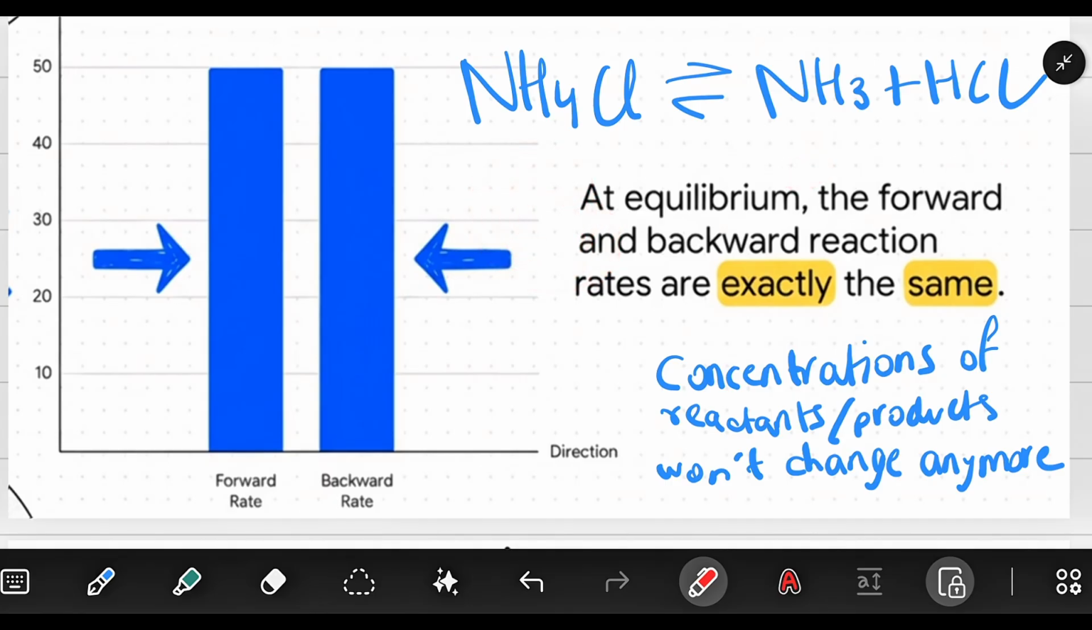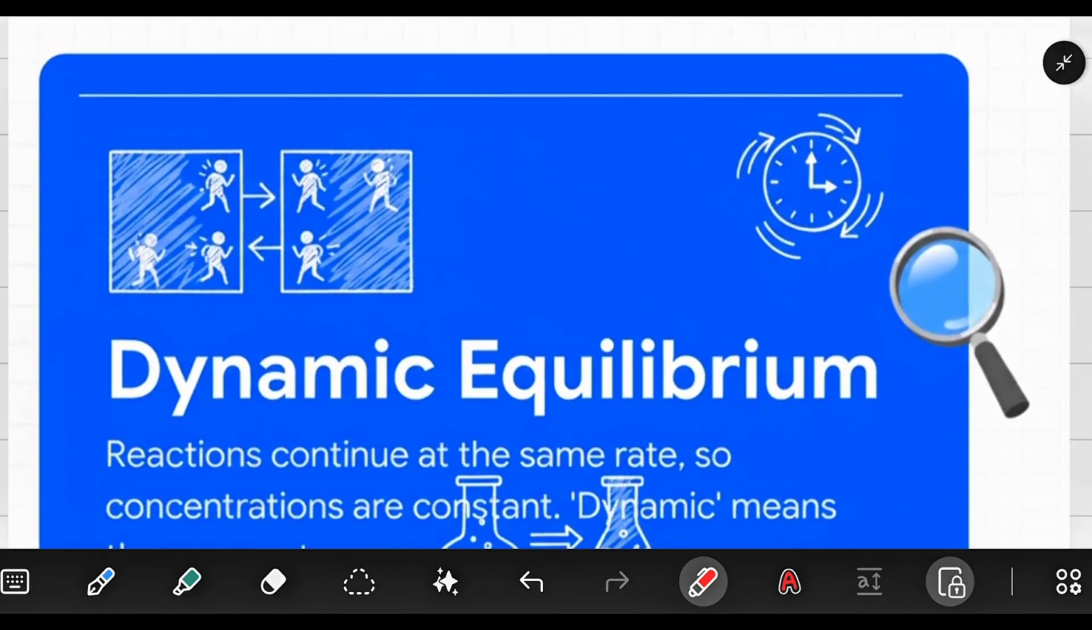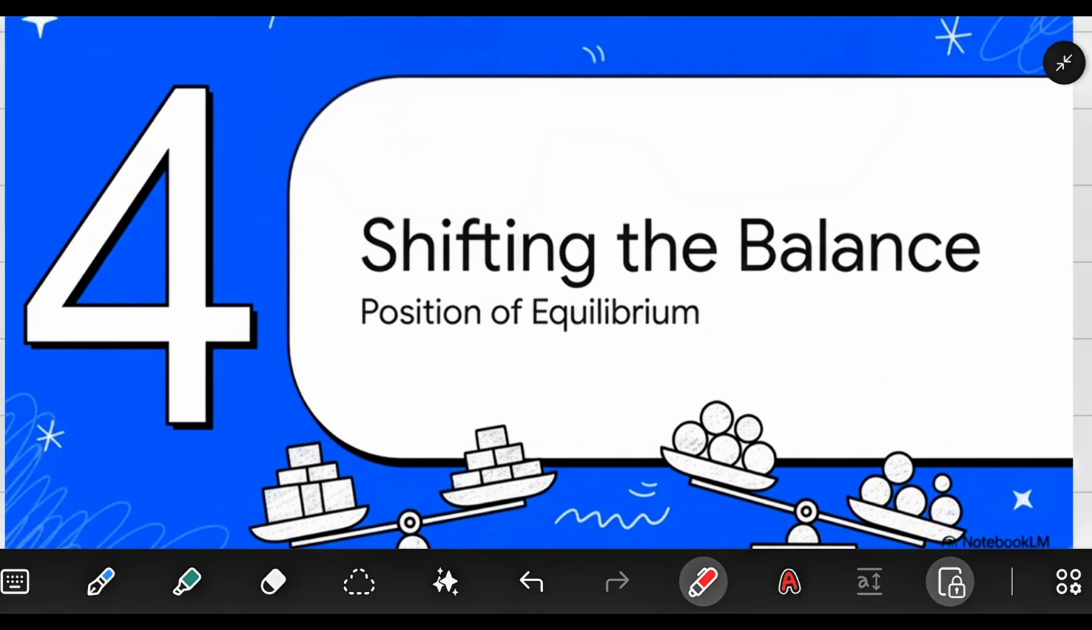Similarly, if there's a lot of NH3 and a lot of HCl present on the product side and a small amount of NH4Cl present on the reactant side, at equilibrium the concentrations will remain the same. In either case, as long as the forward and backward reaction rates are going at exactly the same speed, the reaction would still be at equilibrium. What would change when we have these different concentrations is the position of equilibrium. Now, what is meant by the position of equilibrium?